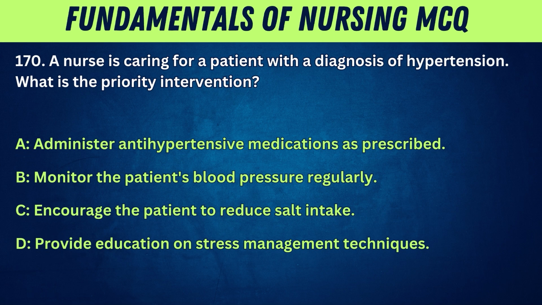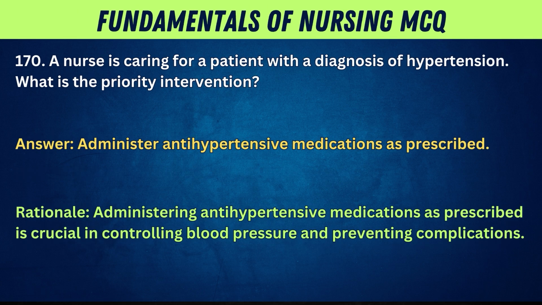170. A nurse is caring for a patient with a diagnosis of hypertension. What is the priority intervention? A. Administer antihypertensive medications as prescribed. B. Monitor the patient's blood pressure regularly. C. Encourage the patient to reduce salt intake. D. Provide education on stress management techniques. Answer. Administer antihypertensive medications as prescribed. Rationale. Administering antihypertensive medications as prescribed is crucial in controlling blood pressure and preventing complications.